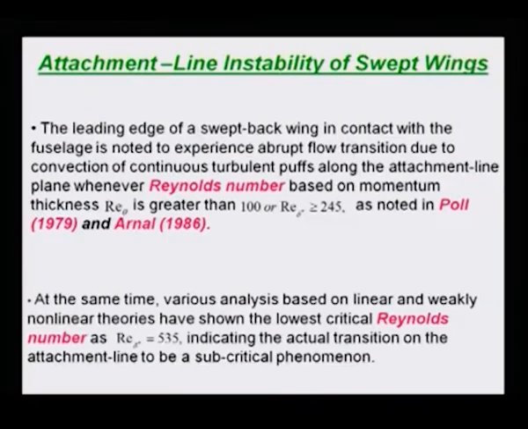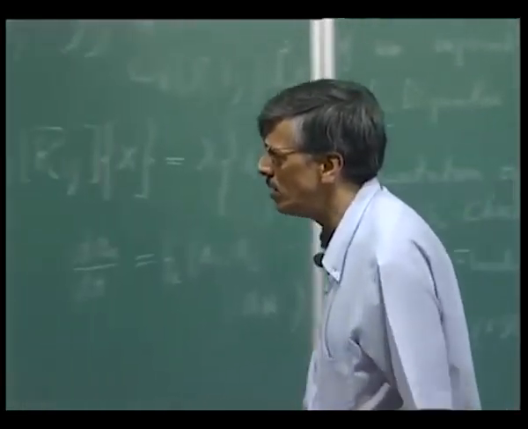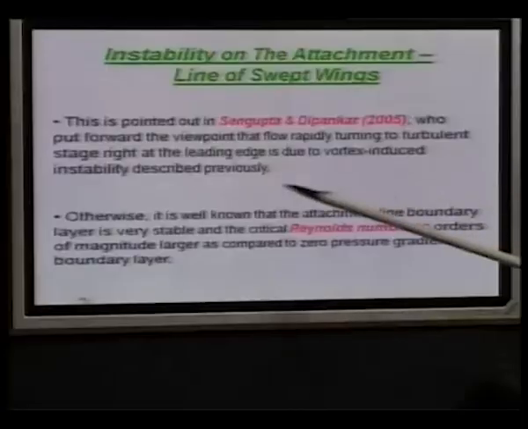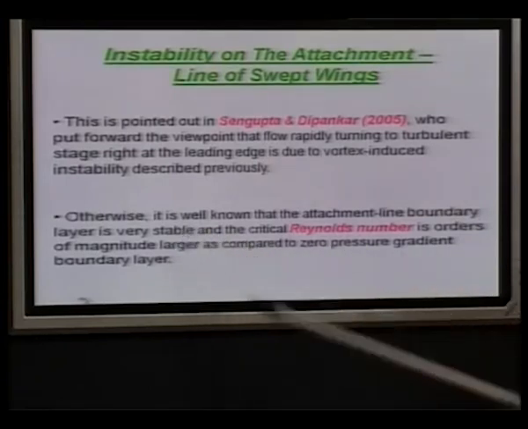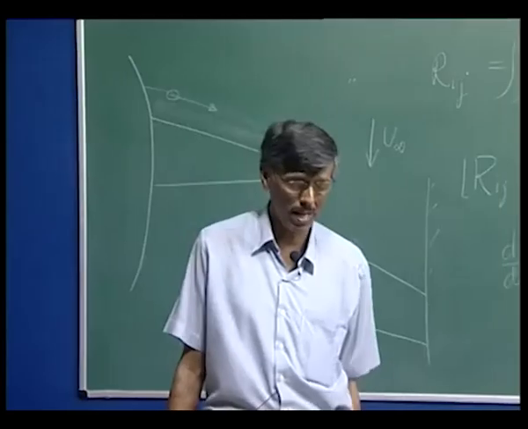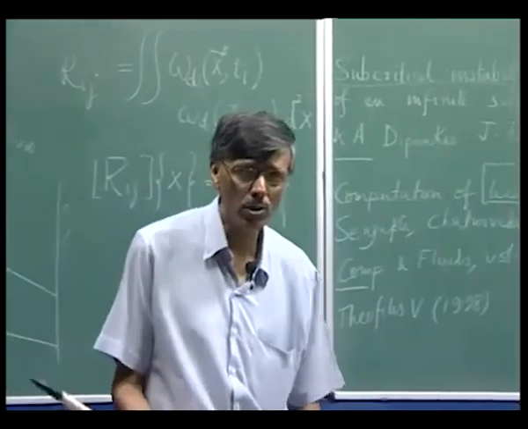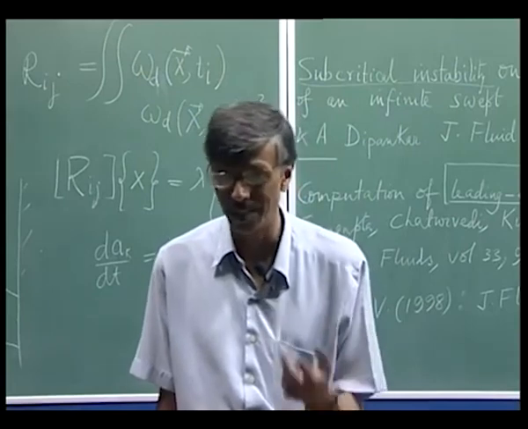So, now this is what we did talk about in this JFM paper, that the flow that rapidly turns to turbulent state right at the leading edge might be due to a vortex induced instability that we have already described, right. We know that the attachment line boundary layer is very stable, and this observation that I make here is very crucial. You see, there are two things. In two dimensional flow, we have a stagnation point flow, that is the Hiemenz flow.